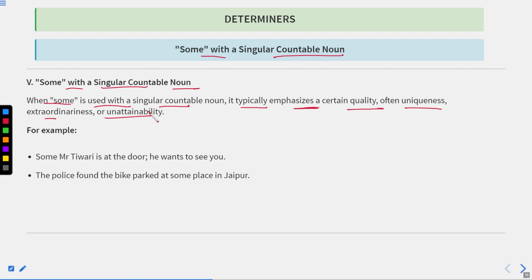For example, if I say some Mr. Tiwari is at the door, he wants to see you. Here, if I say some Mr.